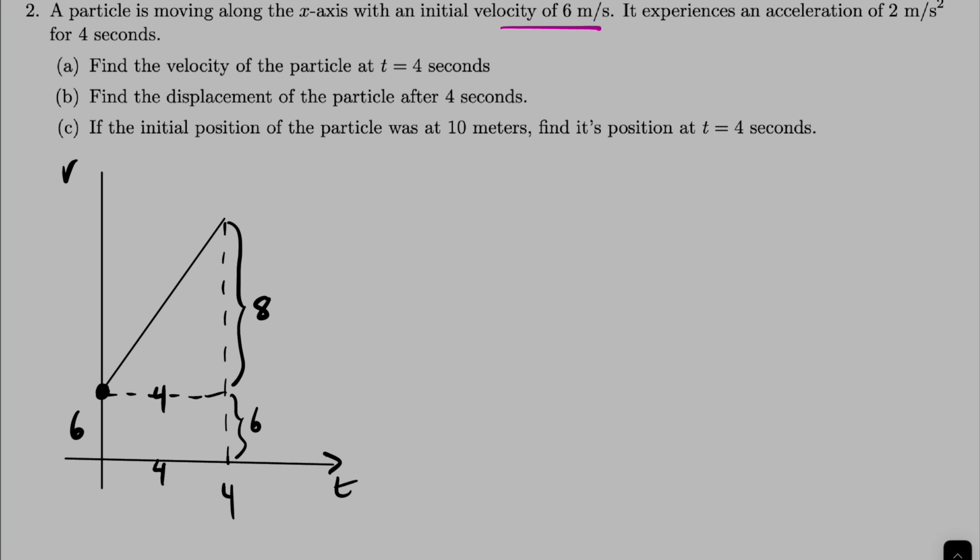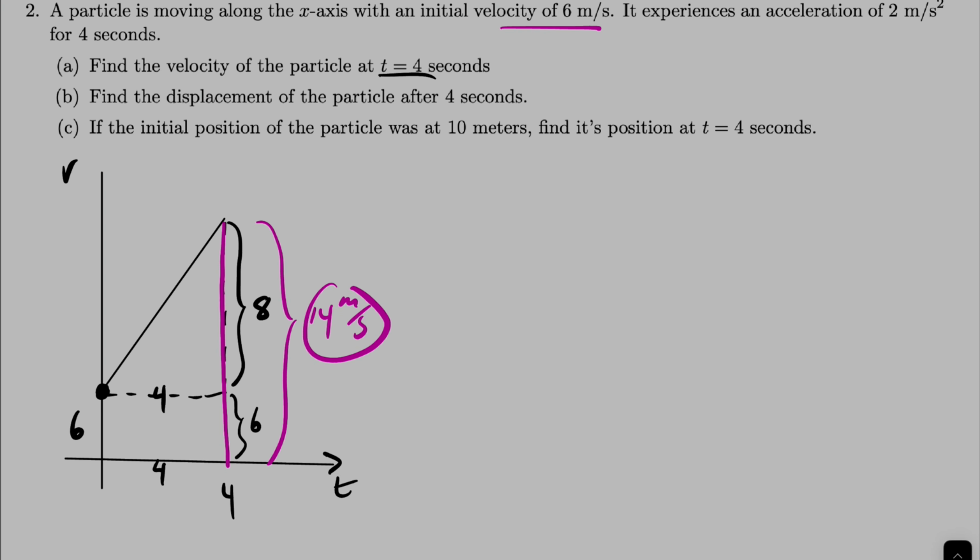All right, so here we go. What I want to figure out first is the velocity at 4 seconds. So the velocity at 4 seconds would be this vertical line right here. And the total length of that line would be 14. So that's 14 meters per second. Part A, solved. Let's go to part B.